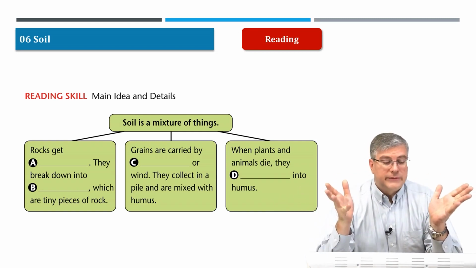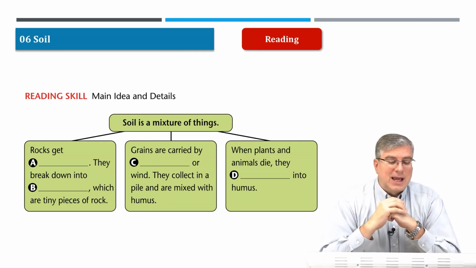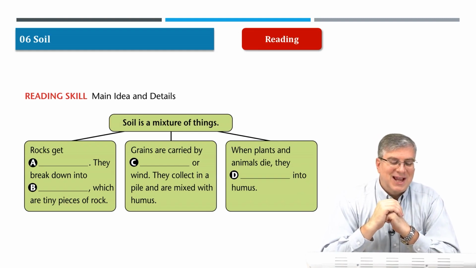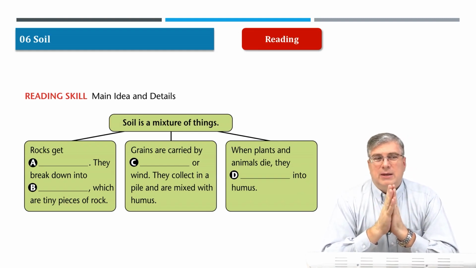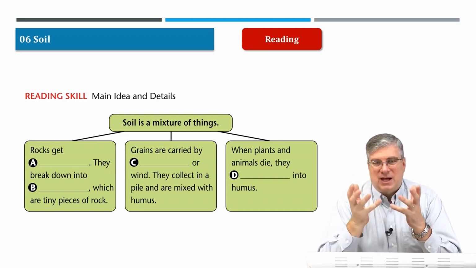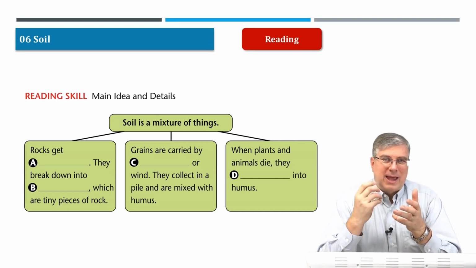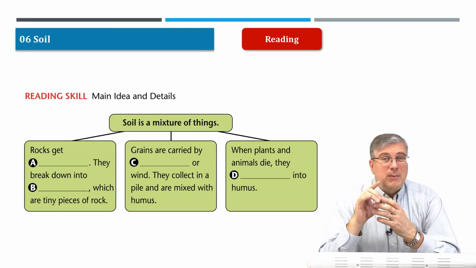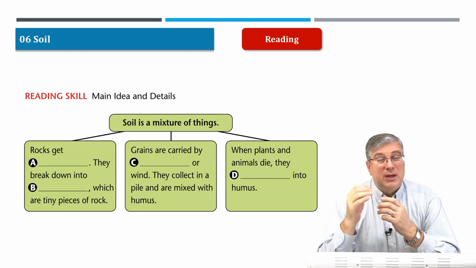What are the details? Well, rocks get weathered. They break down into grains, which are tiny pieces of rock. Okay, so remember we talked about the sun, if it's sunny, if it's hot, it's cold, maybe it's windy, maybe it's raining. We call that the weather. But remember, weather has another meaning. Weather means to change something through the weather.